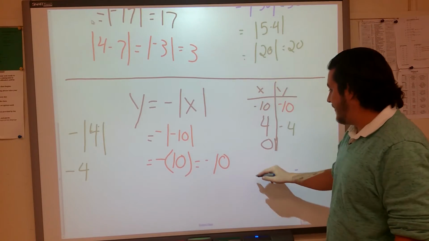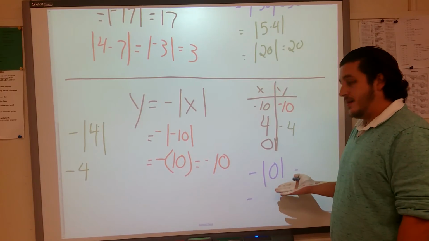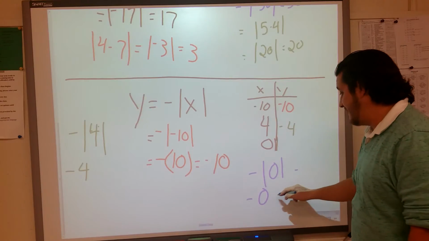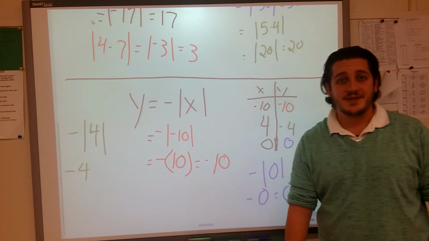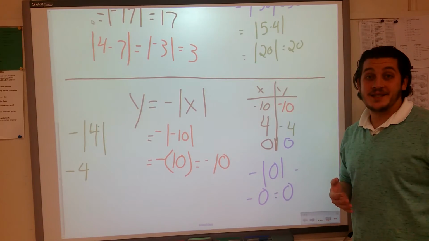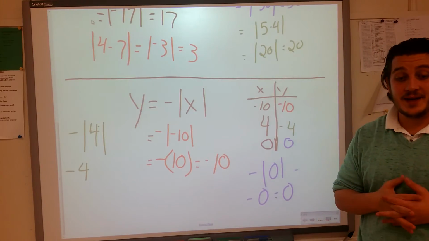The last one is 0. Negative, the absolute value of 0. Absolute value of 0 is 0. A negative 0, can you have a negative 0? No. 0 is neither positive nor negative. It's nothing. So don't write any negative zeros. I will actually take some points off for that. That's silly stuff. 0 is its own thing. It's not positive or negative.